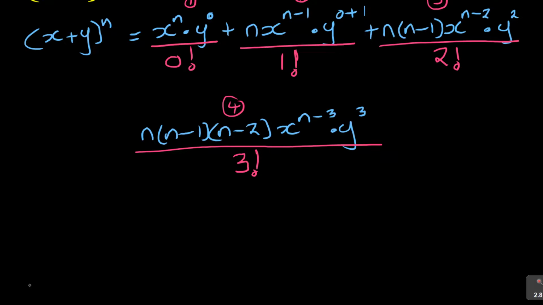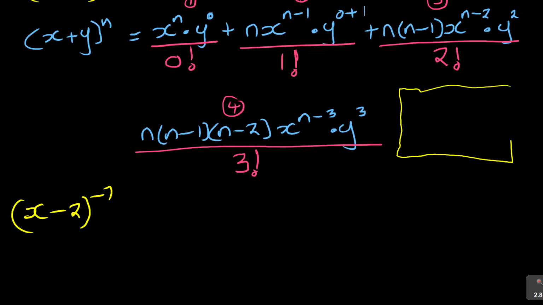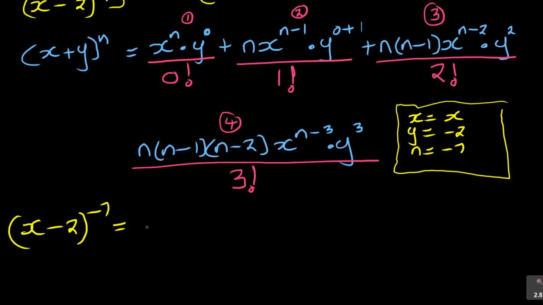Now, if we were to expand x minus 2 to the power of negative 7, let's come here and identify what is our what. Here, our x becomes our x, right? Remember, our y becomes our negative 2, and then our n starts from our negative 7. Just to identify that so that you can follow up. So which will be equal to, let's start from 1. X to the power of negative 7, that's our n, times, that starting point, y is negative 2 to the power of 0.